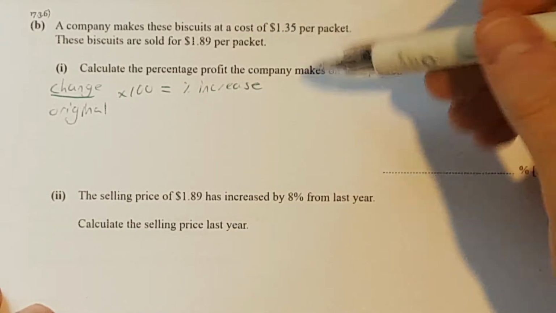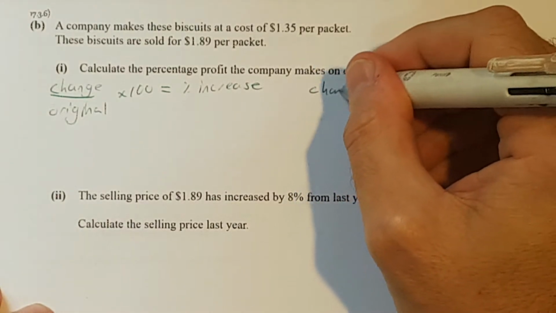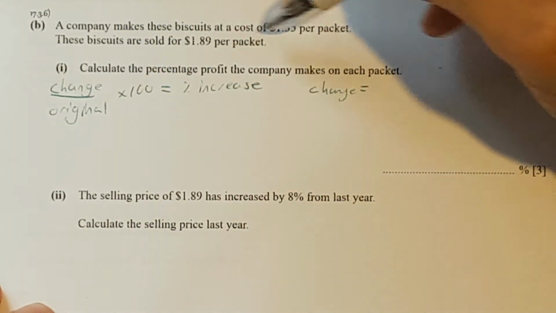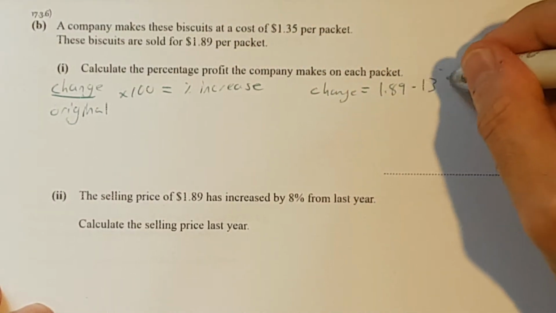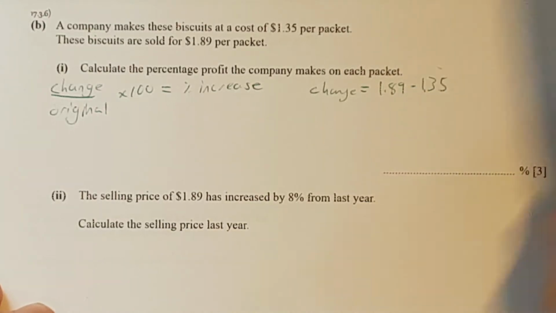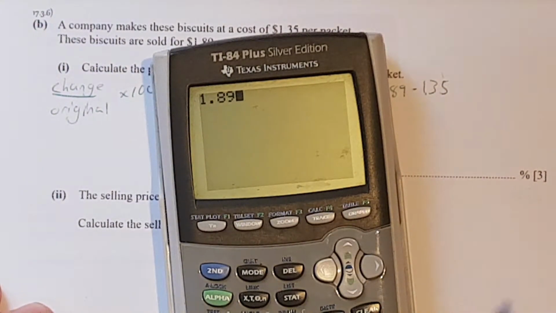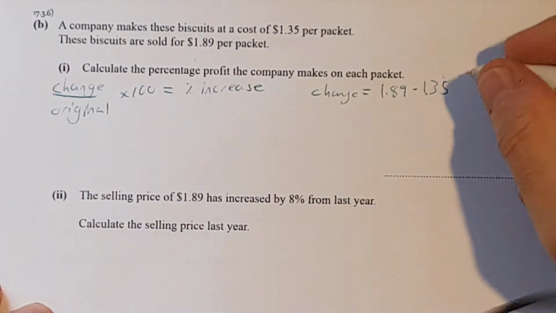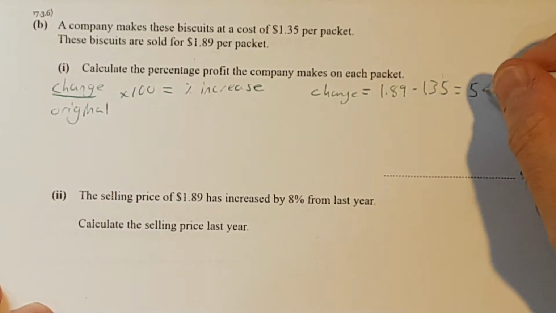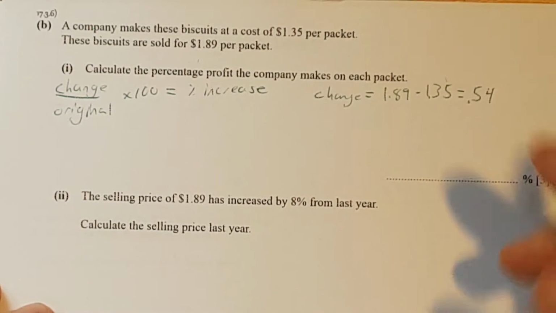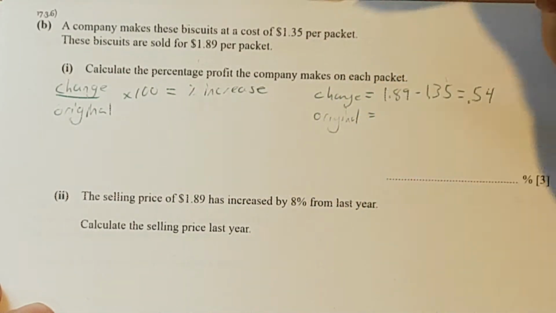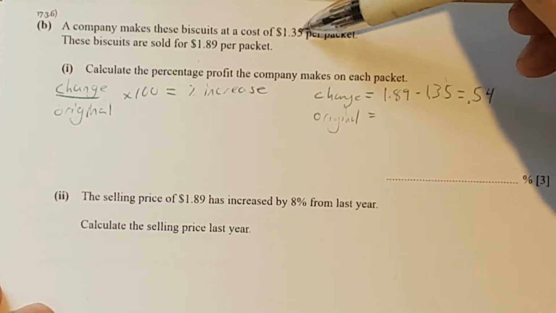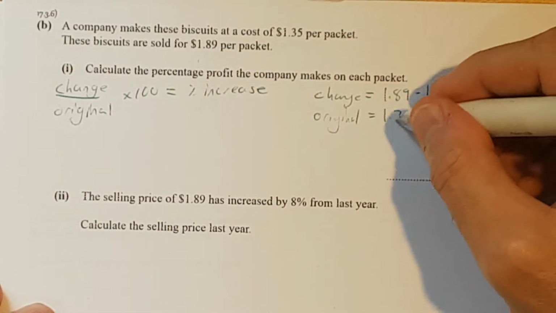All right, so the change. Let me just write it out here. What we plug into this equation for change is going to be 189 take away 135. Okay, so what is that? 189 take away 135. Okay, 54 cents. And then the original value is going to be what we started with. So we started with $1.35, so it's going to be 1.35.